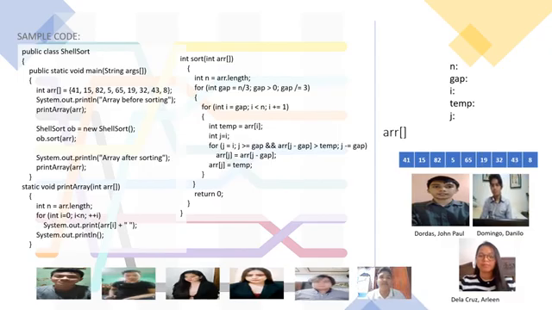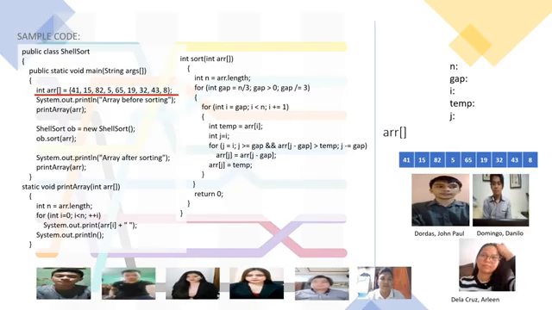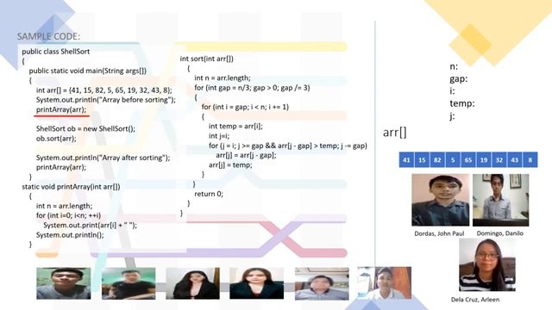First, let us type a class. Public class ShellSort. Then we go to the main method and we put the array list. int arr, open and close bracket, and put the numbers inside the statement: 41, 15, 82, 5, 65, 19, 32, 43, and 8. After we put the array list, we print it out before it's sorted.